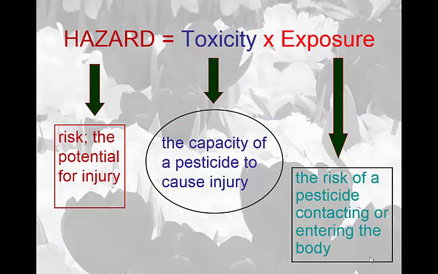So the other thing we have to keep in mind is the hazard to you is really the toxicity times exposure. So if you can wear some protective equipment and really reduce your hazard by limiting your exposure, that's a really good thing to do. And if you can buy chemicals with warning or caution on the label instead of danger or danger poison on the label, that's also a way to reduce the hazard to you.